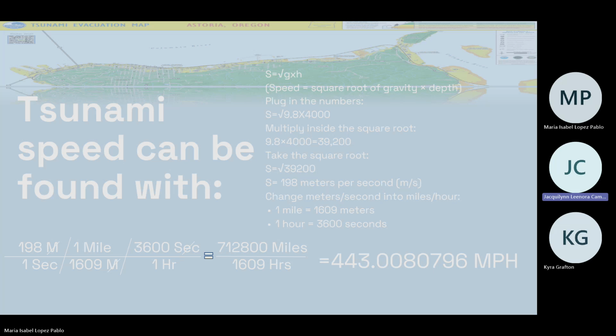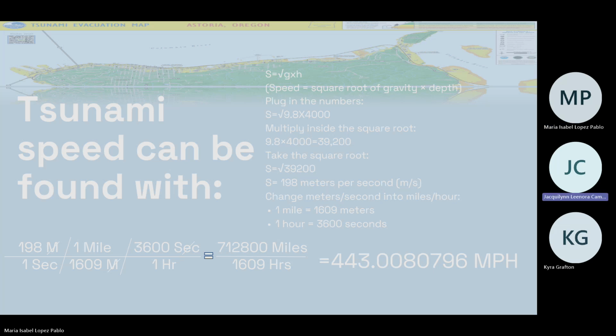We're going to take the speed equaling the square root of gravity times depth. Plug in the numbers. Speed equals the square root of 9.8 times 4,000, multiply inside the square root, equaling 39,200. Take the square root of 39,200 and that'll give you around 198 meters per second.